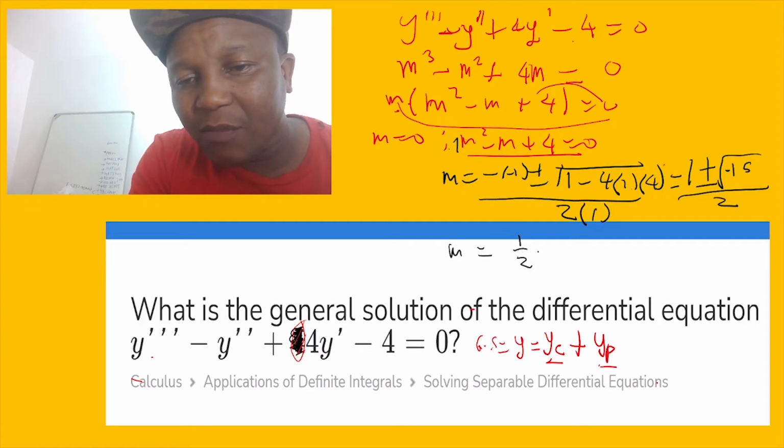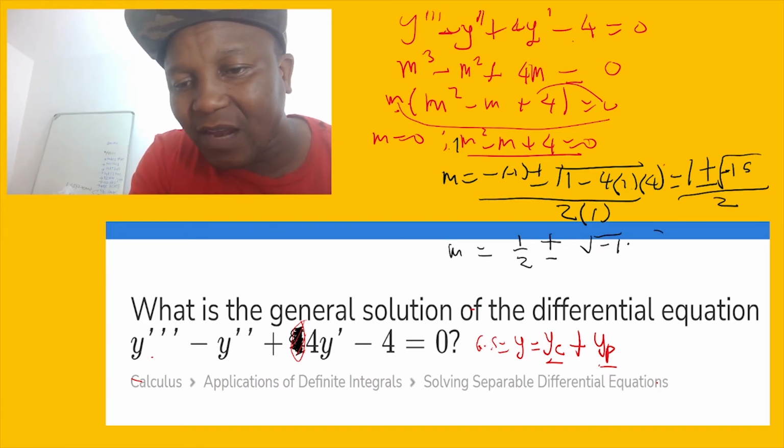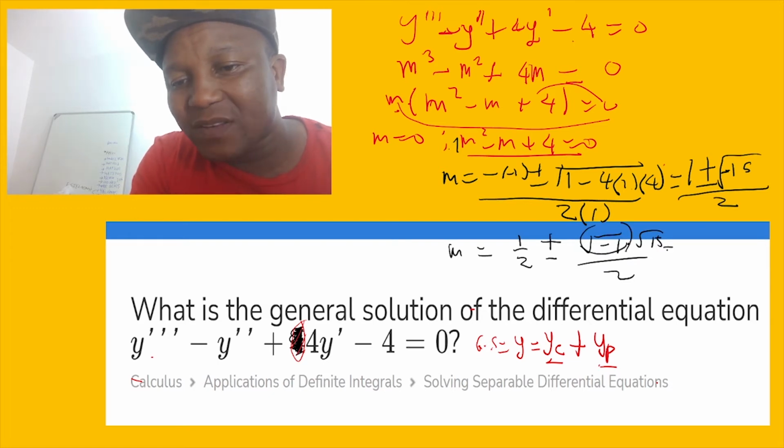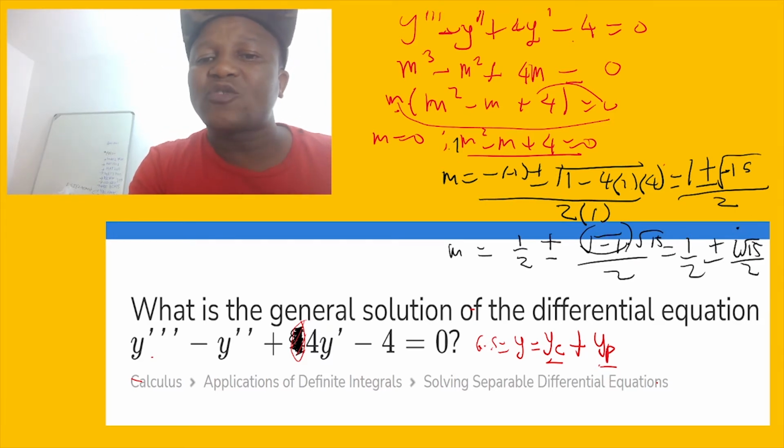So m equal to a half plus or minus the square root of 15. Remember, there's a negative here, which means you're going to have the square root of negative 15 over 2. This is going to be i from the complex number. So our root is going to be a half plus or minus i, or some people use j, square root of 15 over 2. So this is a root of complex number.